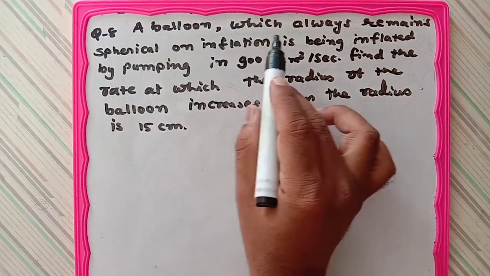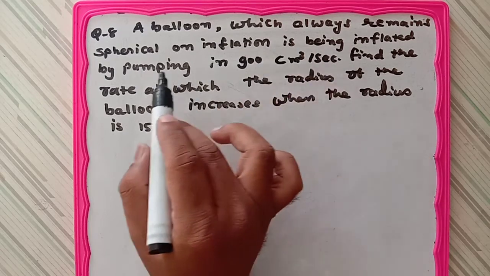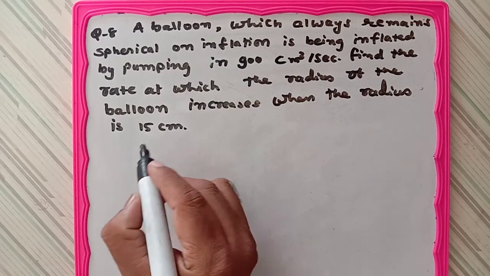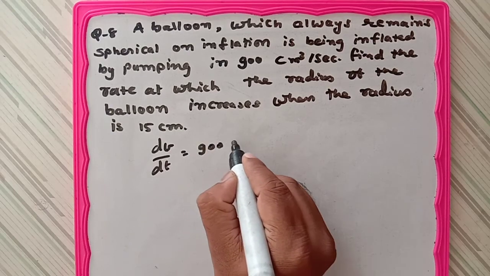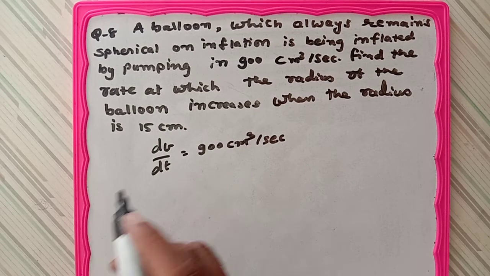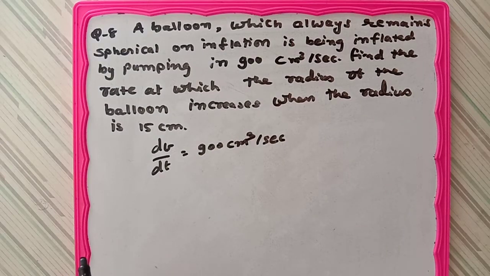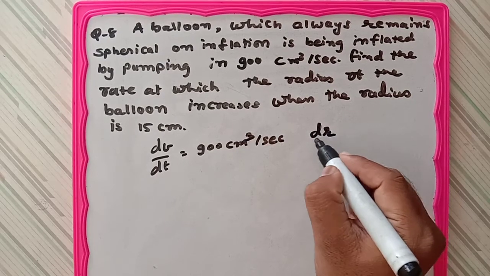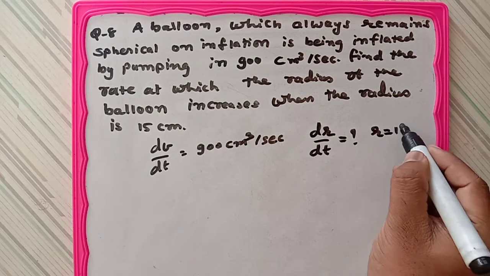Question 8, we have a balloon which always remains spherical and is being inflated by pumping 900 centimeter cube per second, meaning the volume of the balloon changes at the rate of 900 centimeter cube per second. As we fill the air, the volume will increase, and so the inflation rate means the rate of change of volume. Now find the rate at which the radius increases. So dr/dt we have to calculate. For that, r is given as 15 centimeter.